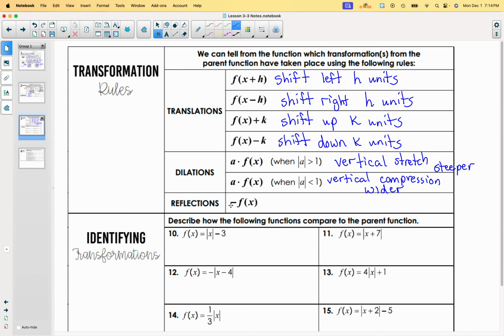And if you have a negative in front of your function, negative f of x, that's when you get a reflection, or it's going to reflect across the x-axis.